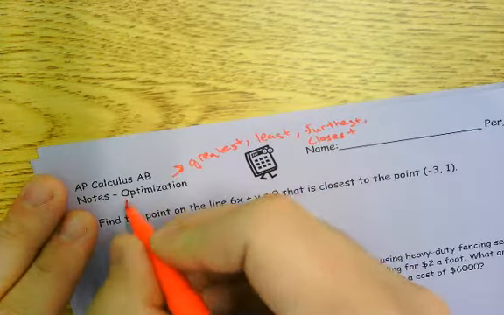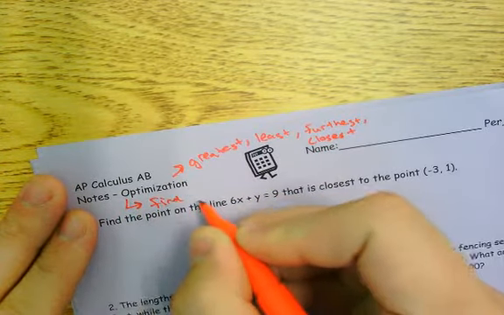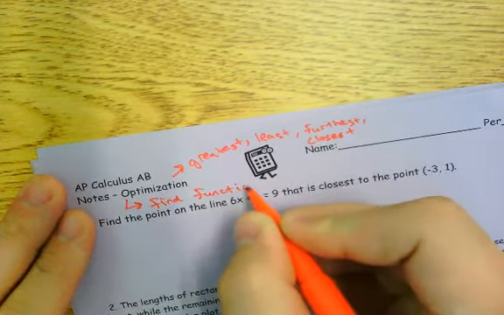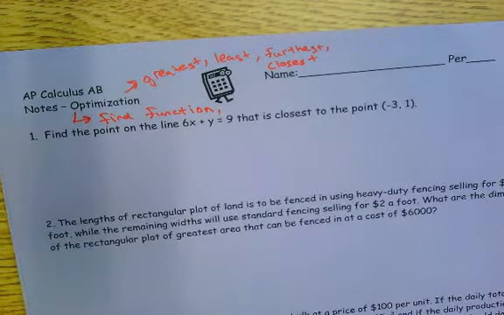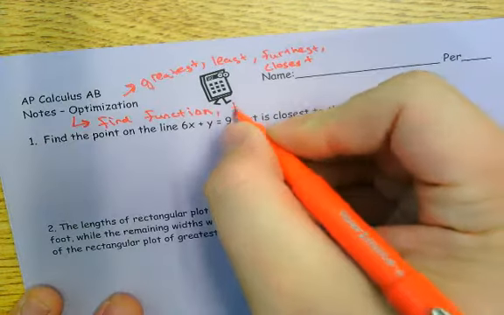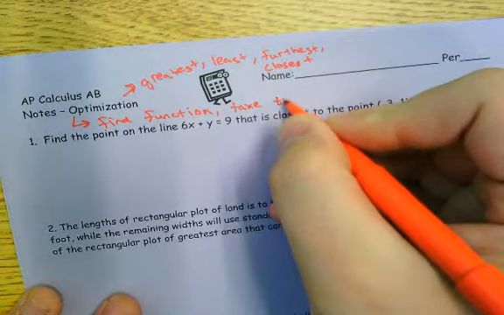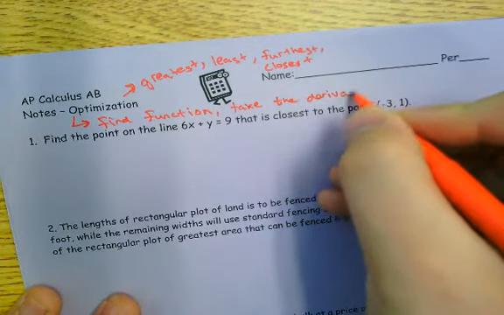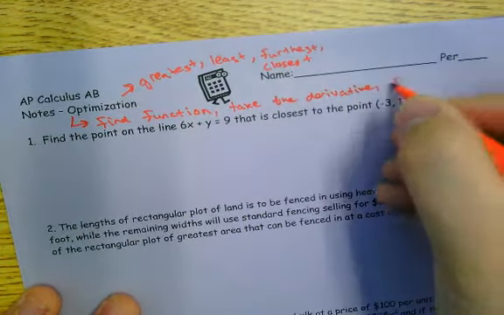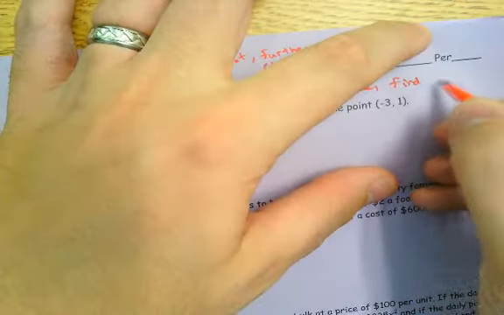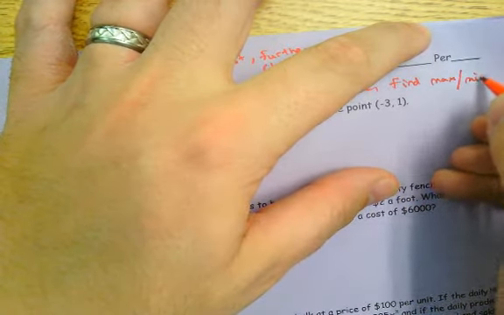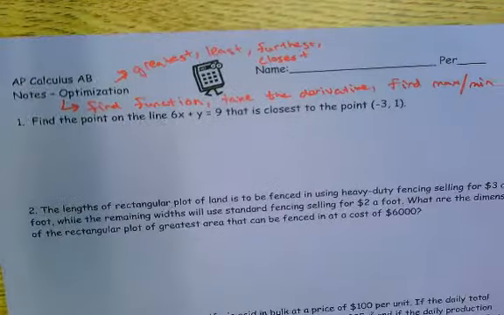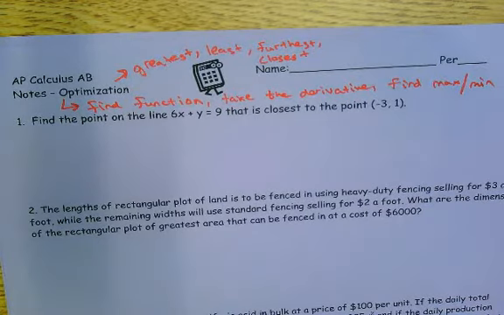So, this is what you need to do: you need to find the function. That's the hard part. You've got to find the function, and this is really going back to geometry. Most of these, if they don't give you the function, it has something to do with geometry. Okay? So you need to find the function, you need to take the derivative, and then you need to find the max or min. That's all optimization is.